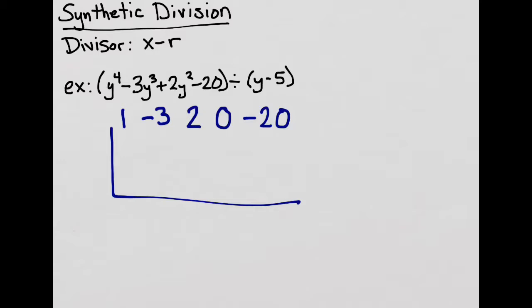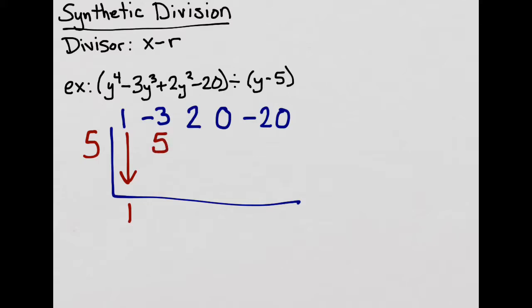And then you're going to divide by r. Now r in this case is going to be 5, positive 5. Okay, because you notice, in the divisor, the form x minus r, that means we change the sign of r. So I'm going to divide by 5, or what we get when we change the sign of -5. So first step is to bring down the first coefficient, which is 1. Now you're going to multiply the 5 by what we just brought down. So if we multiply 5 times 1, we get 5, which I'm going to place below the -3.